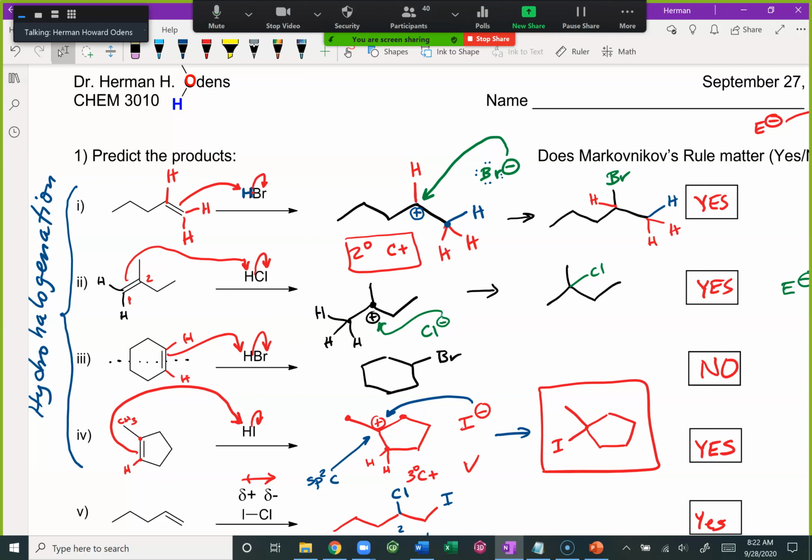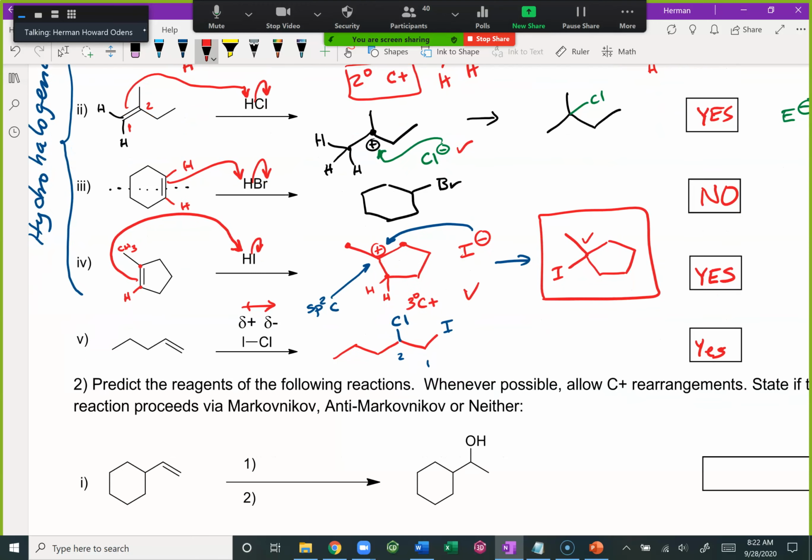So notice that your nucleophile always goes to the most substituted carbon. Most substituted carbon right there. Most substituted carbon right there. Why is it the most substituted carbon? Because you have 1, 2 connections, whereas carbon 1 only has 1 connection. All right.